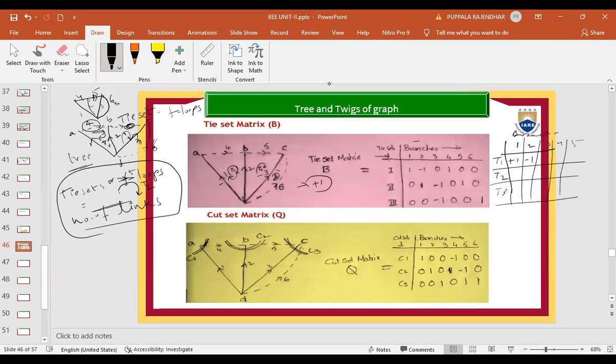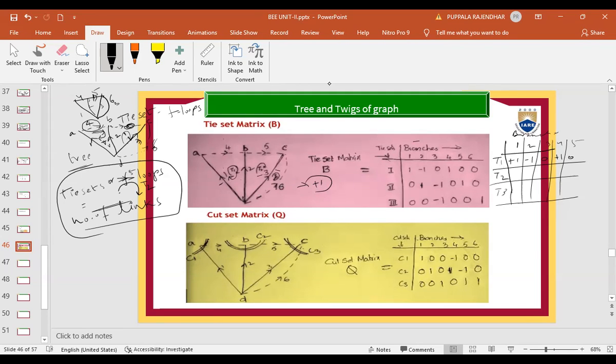Tie set 1 and branch 3. Branch 3 is here; is there a link here at all? No. So there is no instance, we are taking it as 0. Tie set 1 to 4: +1. Tie set 1 to 5: 0.